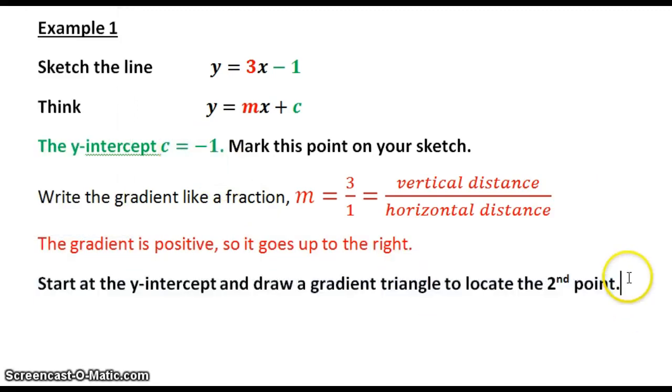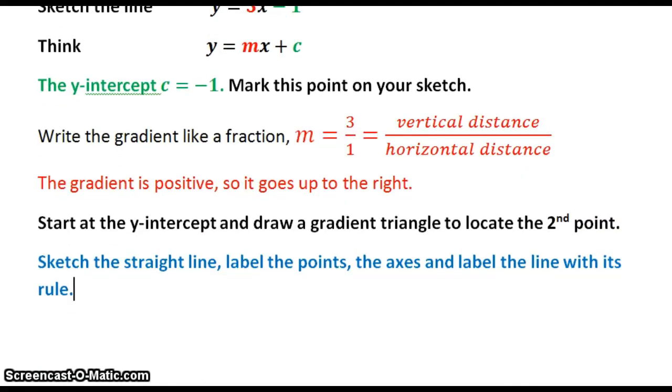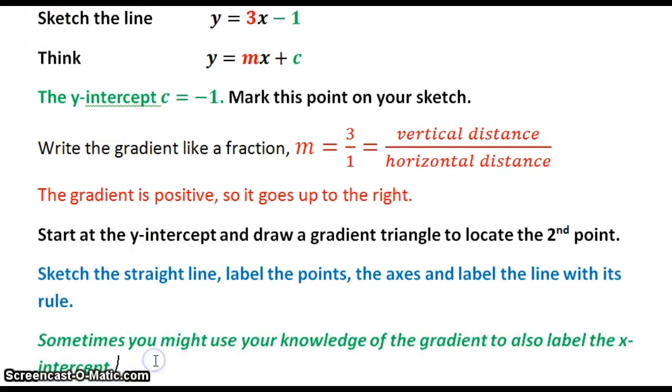So we start at the y-intercept that we just drew, and we draw a gradient triangle to locate the second point. We sketch the straight line, label the points, and label the line with its rule. Sometimes you might want to use your knowledge of the gradient to also label the x-intercept. So your sketch of a straight line can have more than 2 pieces of information on it, 2 points if you want. Okay, let's show you how this is done in practice.